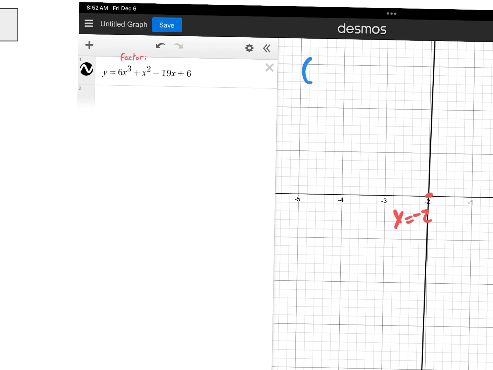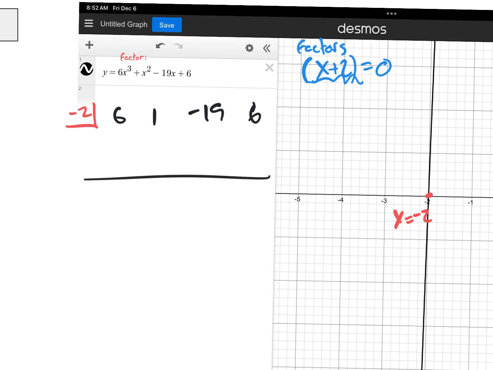Now, you could use that answer of -2, and think about where that answer came from. It came from the binomial x plus 2 being set equal to 0. That means that x plus 2 is one of the factors. And if you wanted the other factors, you could use synthetic division and actually divide, and have your list of constants, the 6, the 1, the -19, and the 6.